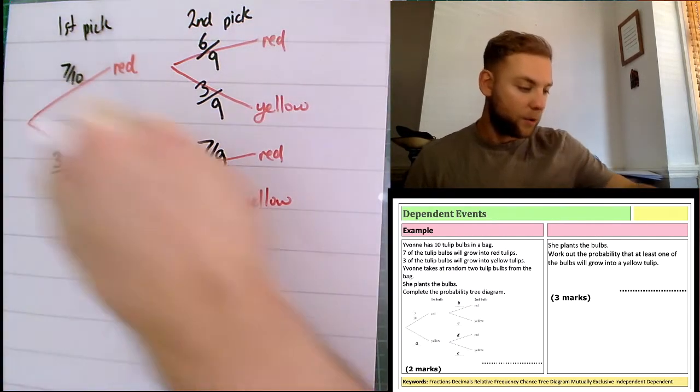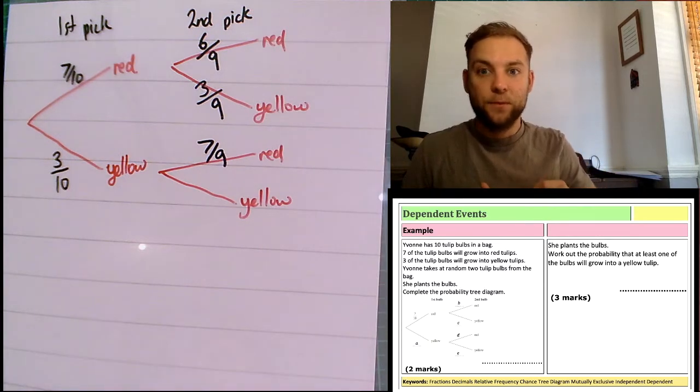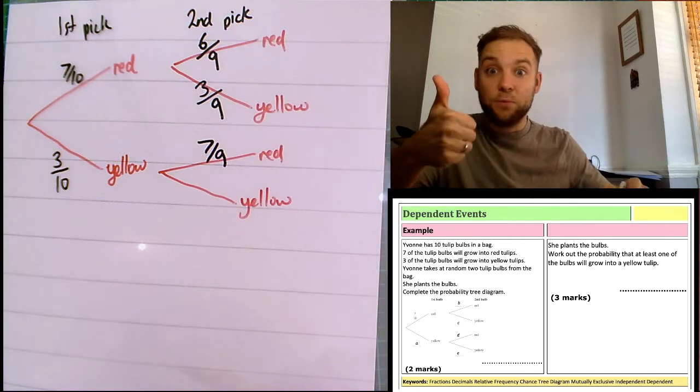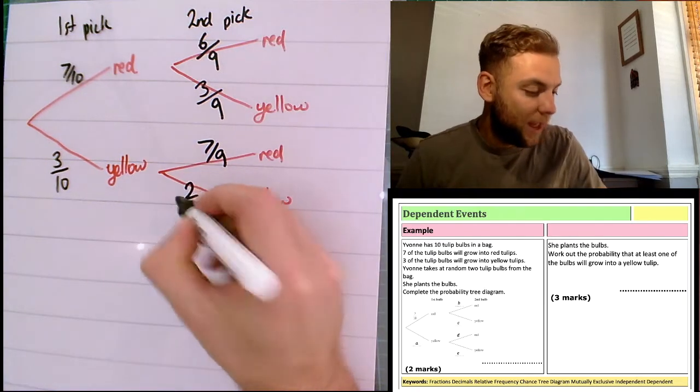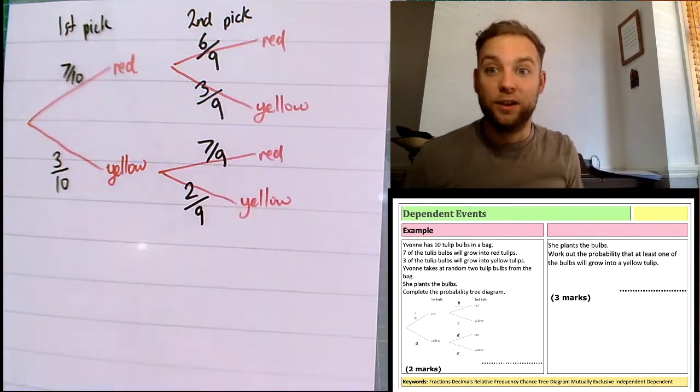Now, let's think about if I'm going this way. If I've taken a yellow out, how many yellows are in there? Well, there was 3. I've taken 1 out, so that means there's now only 2 left in there out of the total, which is 9. So that's my probability tree diagram complete.